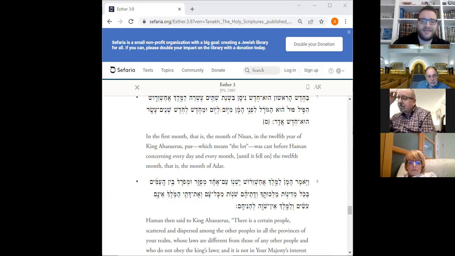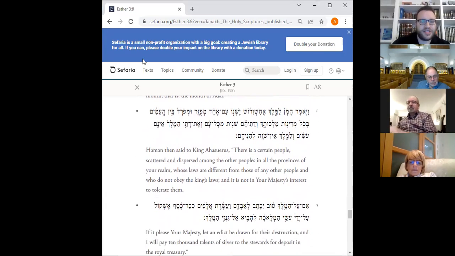So if we go to verse 8, we see Haman now comes to King Achashverosh to convince him. He says to King Achashverosh, there is a certain people scattered and dispersed amongst the other peoples in all the provinces of your realm, whose laws are different from those of any other people, and who do not obey the king's laws. And it's not in your majesty's interest to tolerate them, right? The first question that we have is, why is there an ambiguity here? Why does Haman not explicitly mention the Jewish people?